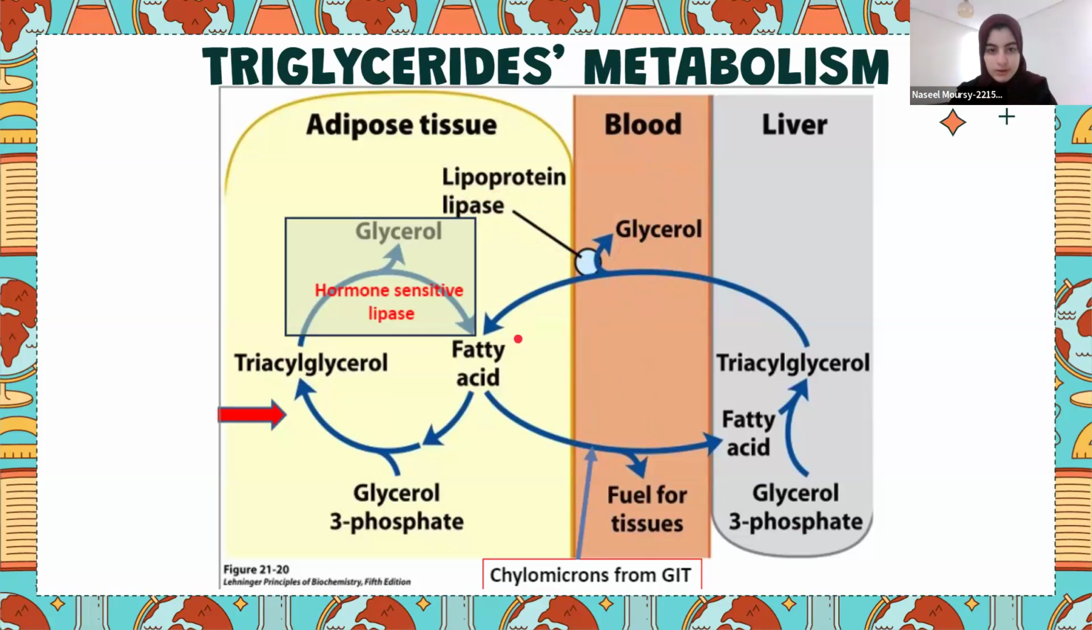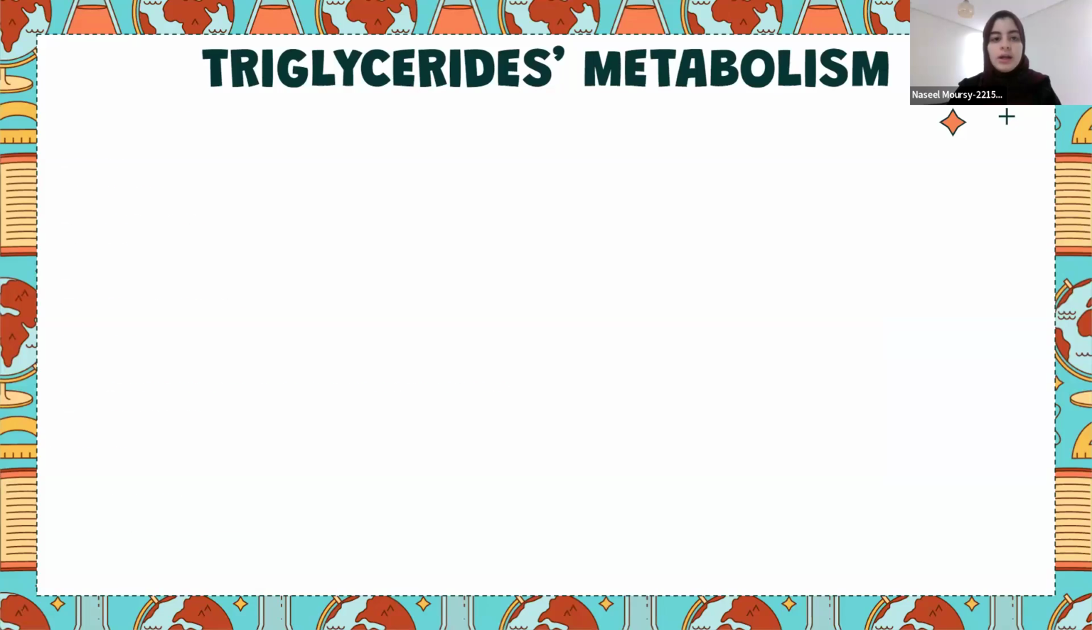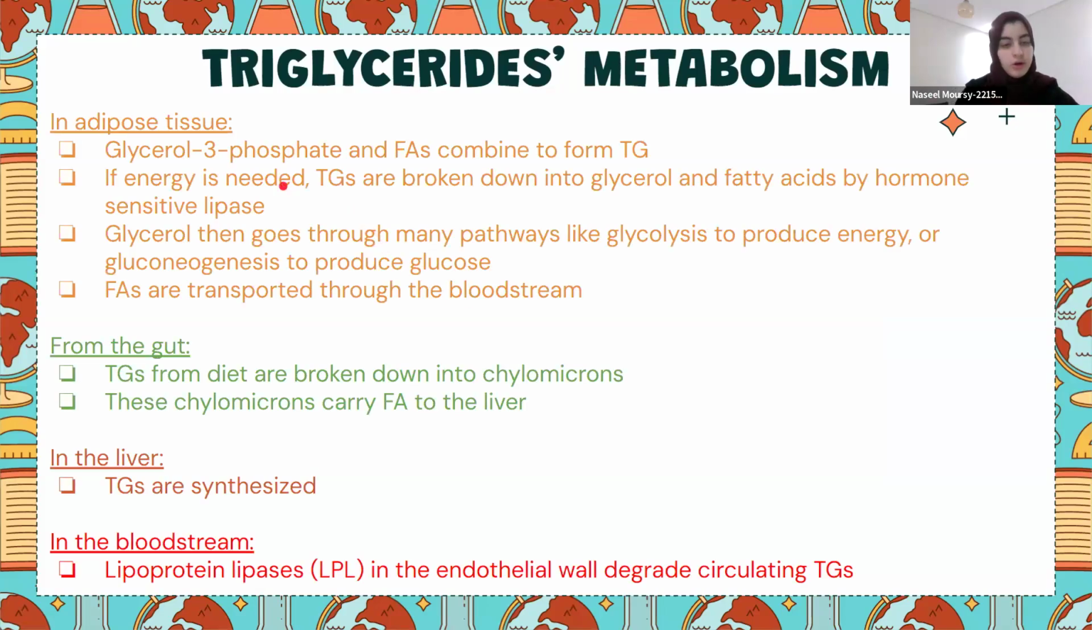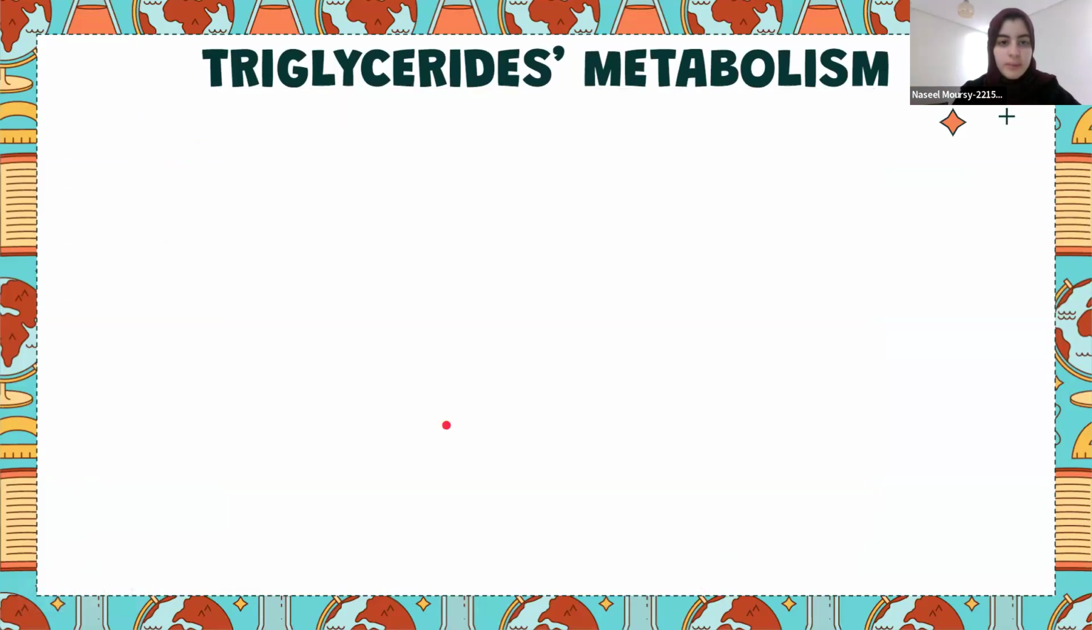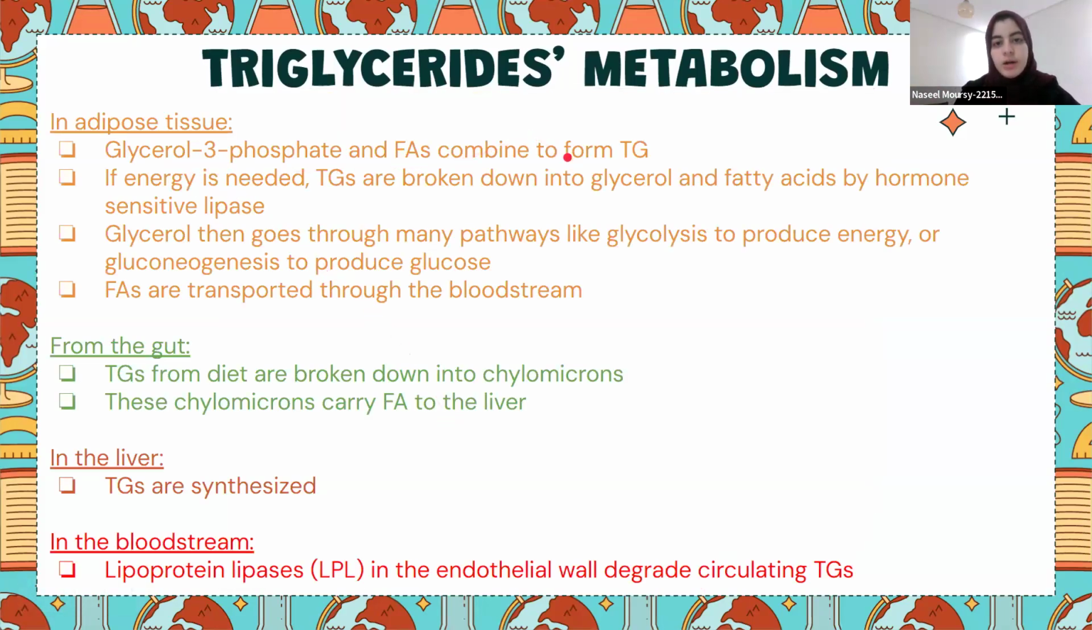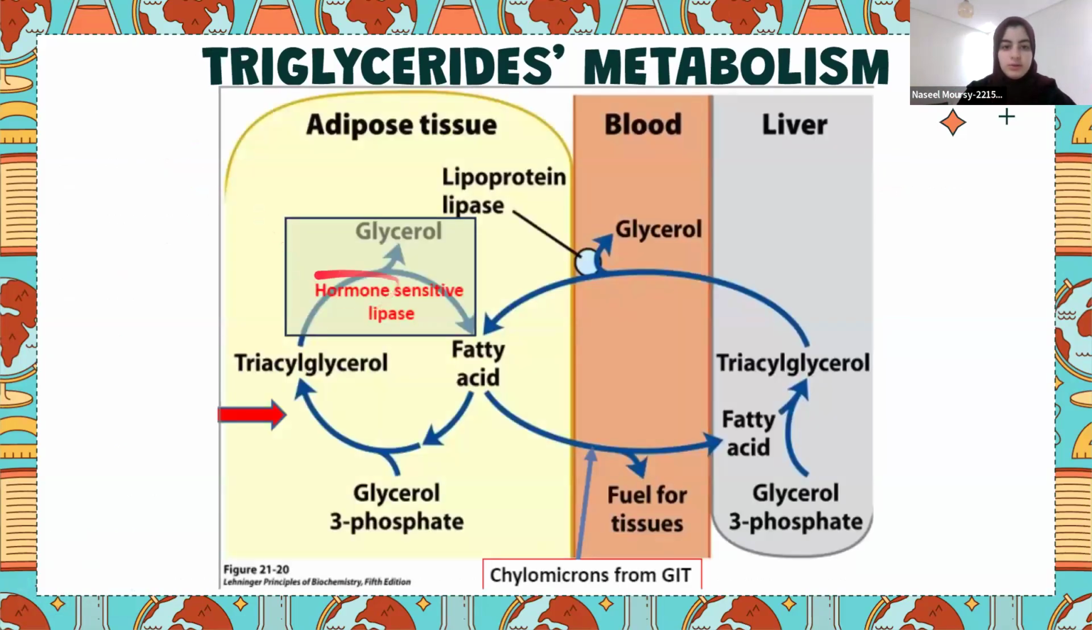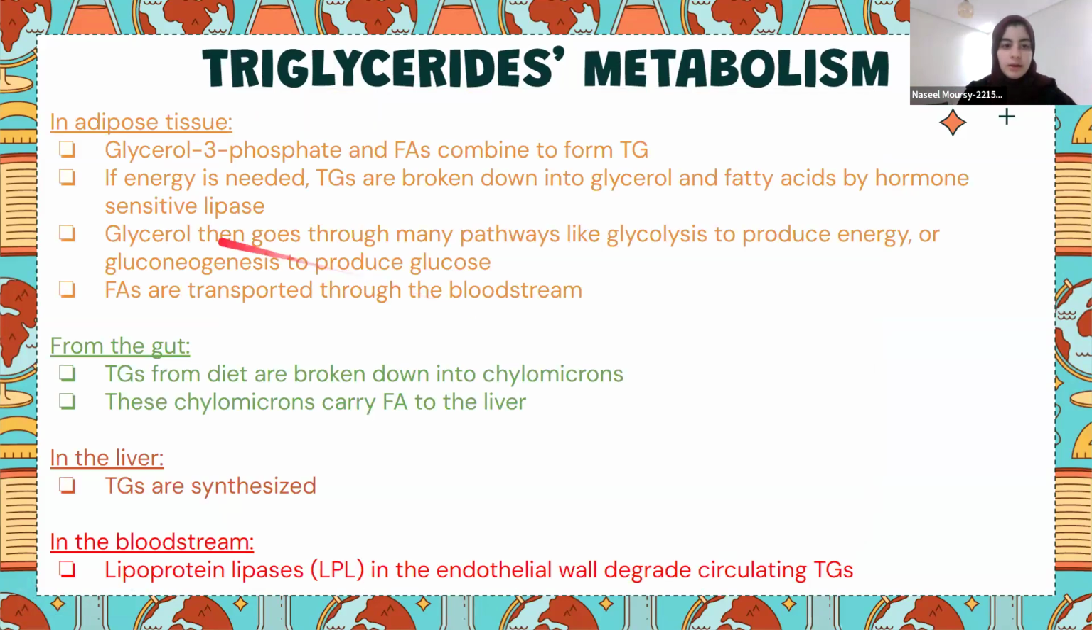Now this was the whole thing, this is how triglycerides cycle inside the body, and I've written it in word form so that we can go through it once more. In adipose tissue, we're starting off here, this yellow part. Glycerol 3-phosphates and fatty acids combine to form triglycerides. If energy is needed, the triglycerides are broken down into glycerol and fatty acids by hormone-sensitive lipase. Then glycerol can go through many pathways. It can go through glycolysis to produce energy, or it can go in the reverse direction through gluconeogenesis and produce glucose.